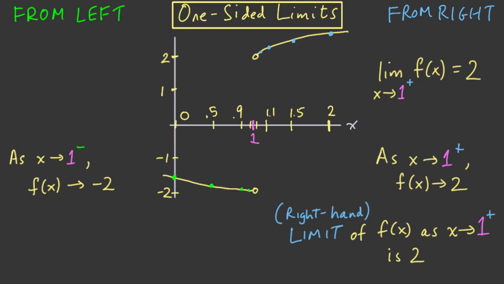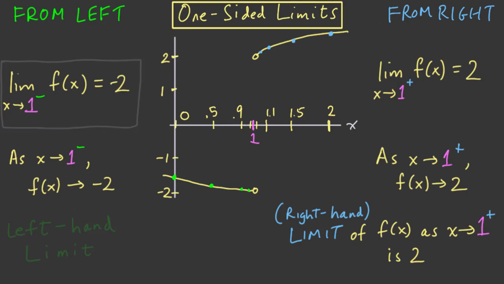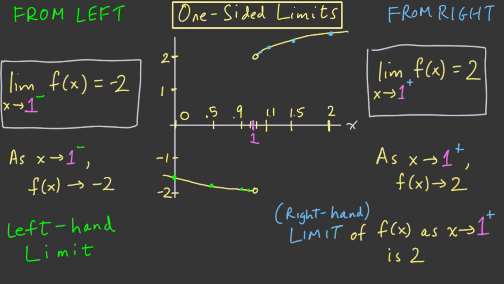And we have a similar thing on the left. We can write the limit of f of x as x approaches 1 from the left equals minus 2. And there we have it. We've got our left-hand limit, and we've got our right-hand limit. We have the notation, we have the meaning, and we know what it looks like in pictures. So this is our left-handed limit, and here's our right-handed limit.